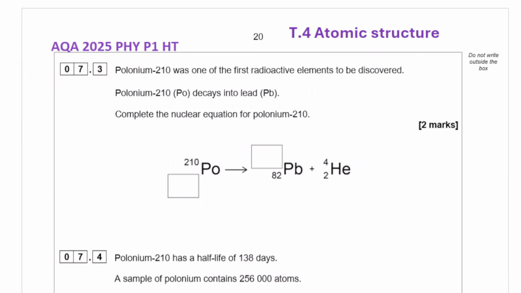Polonium-210 was one of the first radioactive elements to be discovered. Polonium-210 decays into lead. Complete the nuclear equation for polonium-210. So we need the proton number, which has to be 82 plus the 2, that will give me 84. The mass number 210 minus 4, that will be 206.